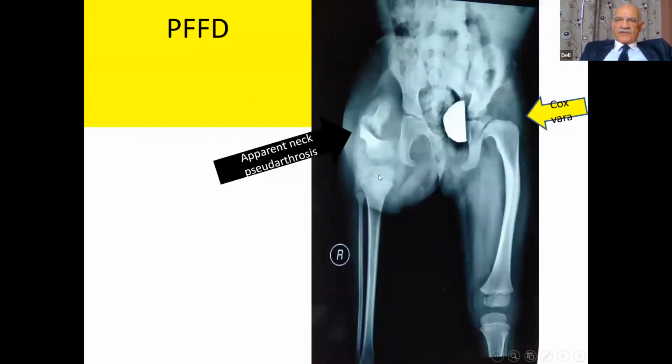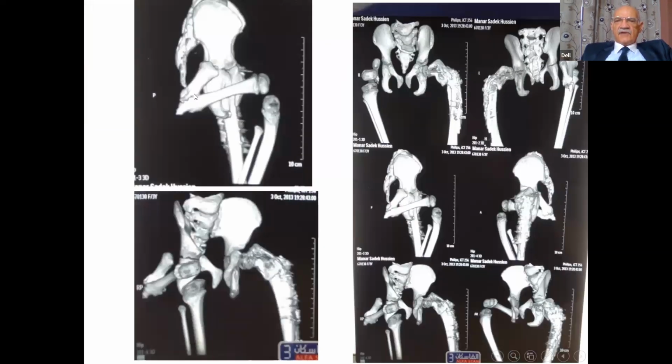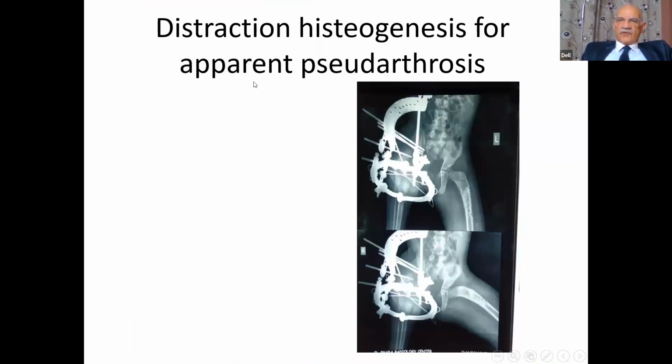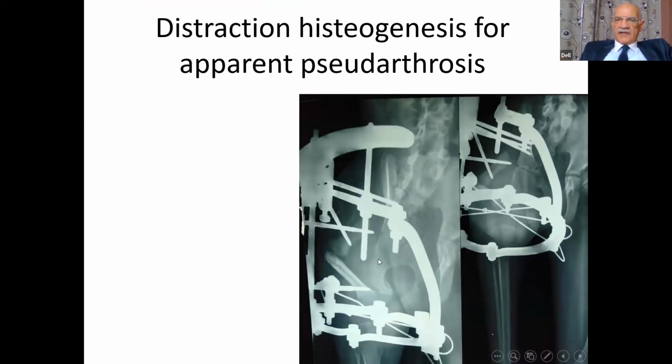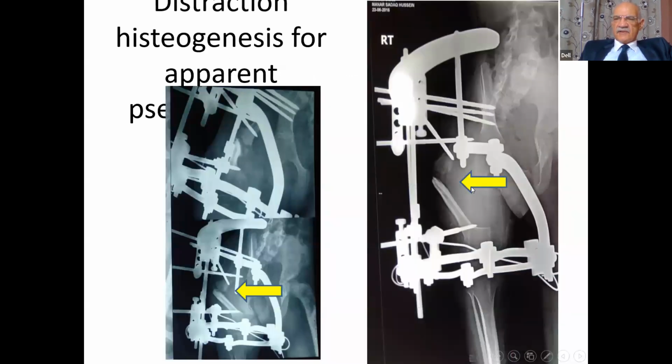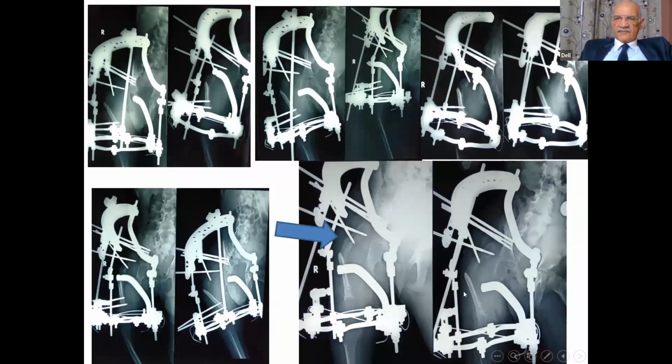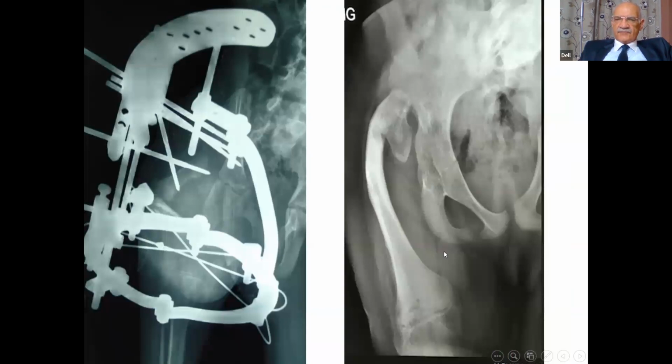Proximal femoral focal deficiency. This type has an apparent neck pseudarthrosis. And you see the 3D with a severe deformity. The first operation was distraction of the proximal part of this apparent pseudarthrosis. Of course, this is fibrocartilaginous tissue. And then gradual correction between the proximal and distal fixation. You see, and lengthening too. And this is the end picture.